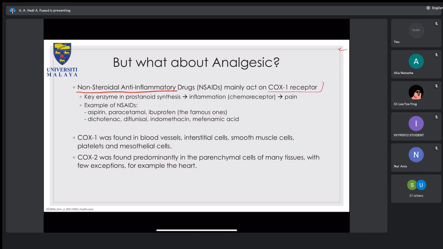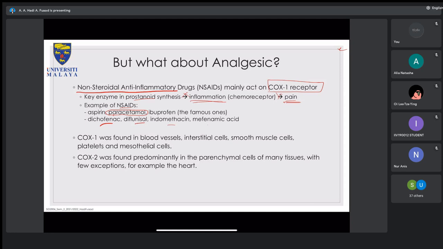So it acts on the COX-1 enzyme, which is the key enzyme in prostanoid synthesis, which we've seen previously is one of the pathways that lead to inflammation. And inflammation will cause pain. So if you block COX-1, you block the synthesis of prostanoids, so you block inflammation, and therefore you block the feeling of pain. Examples of this category of drugs are the ones that you've seen previously: paracetamol, ibuprofen, aspirin, the famous one, and other ones which are relatively not famous, but are still used in some hospitals.